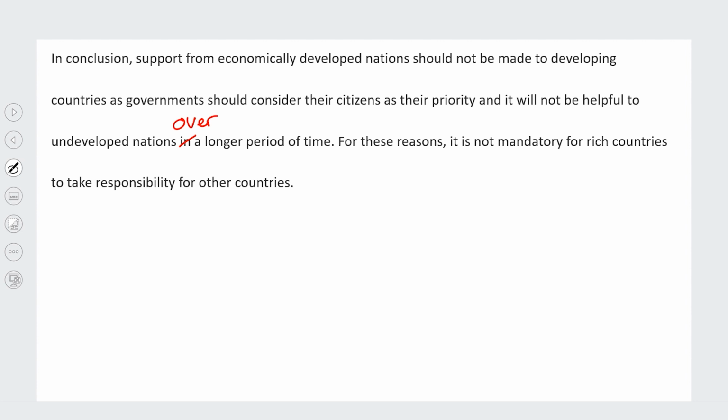So it should not be mandatory. Okay, you're making a suggestion. This is a hypothetical situation. It's not a real law that you're arguing against. So it should be should. So it is not mandatory. You're saying a statement of fact, but because this is a hypothetical situation, we should be using the word should. It should not be mandatory for rich countries to take responsibility for other countries.